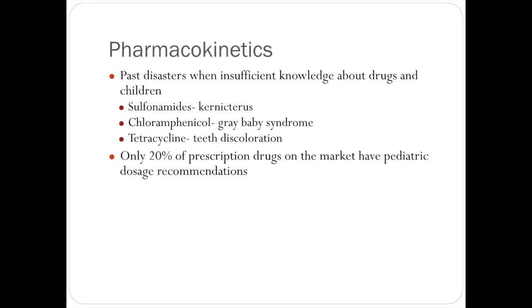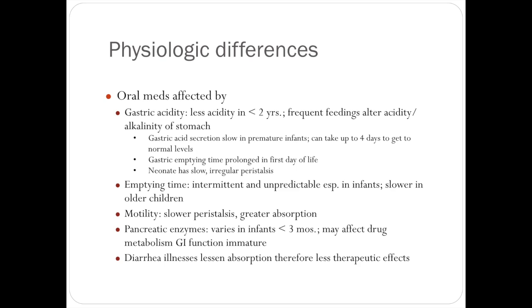Only 20% of the prescription drugs on the market at this time have pediatric dosage recommendations that are actually based on research. So there are physiologic differences in children that must be kept in mind when we're giving medications. Oral medications are affected by gastric acidity, similar to adults. Well, a child less than age 2 has less acid in the stomach. They also have frequent feedings that alter the acidity and alkalinity of the stomach. Therefore, it changes the absorption potential.